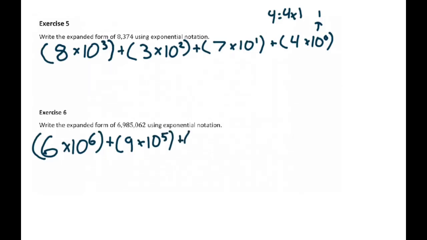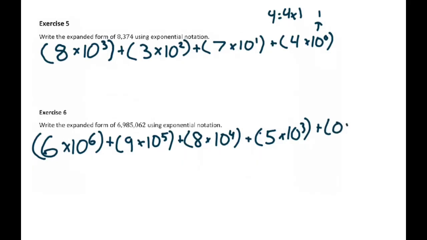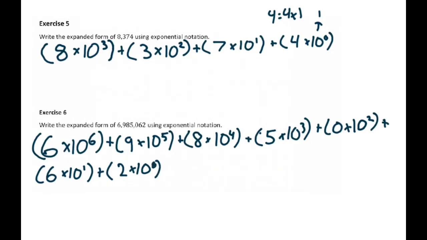Our next number is 80,000 times 10 to the 4th. And then 5,000 is our next number times 10 to the 3rd. And then we have a 0 in the hundreds spot. So that'd be plus 0 times 10 to the 2nd, and then I'm going to run over here, so I've got to come back down here. Then we're looking at a 6 in the tens spot times 10 to the 1st, and then we are looking at a 2 in the ones spot.